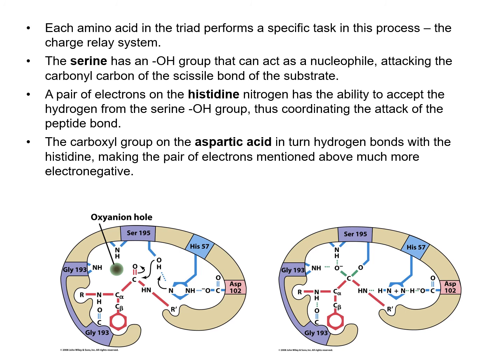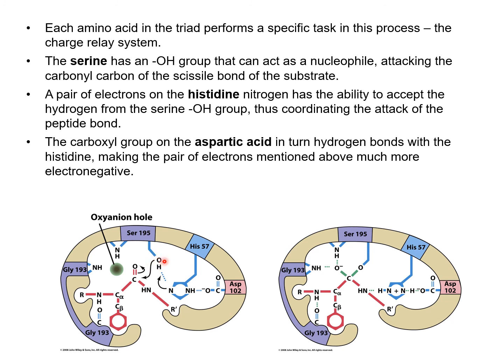So these triads are responsible for getting rid of the oxyanion hole as well as the actual cleavage that happens on the peptide bond. So first, the serine has the hydroxyl group that can act as a nucleophile, attacking the carbonyl carbon of the peptide bond of the substrate right here. And a pair of electrons on the histidine nitrogen has the ability to accept the hydrogen from the serine hydroxyl group. So it takes this hydrogen off of this hydroxyl group.